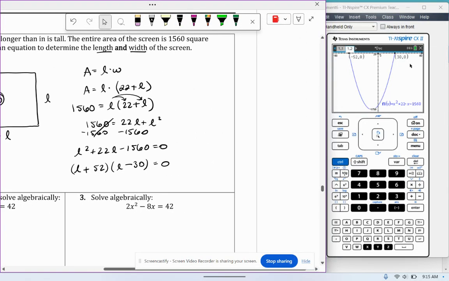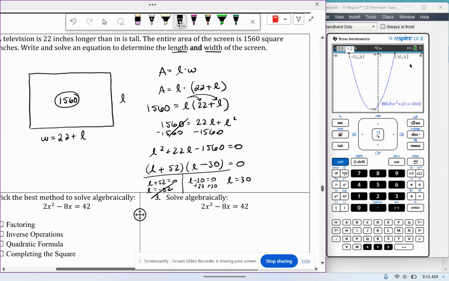Okay. So now I have L plus 52 and then I have L minus 30. Those are my two factors. Great. So I'm going to set each one equal to 0. And I get L is 30. L is negative 52. I'm talking about the length of a TV. I don't want a negative TV. Get out of here. So I'm going to use 30 for L. So I've got L is 30.